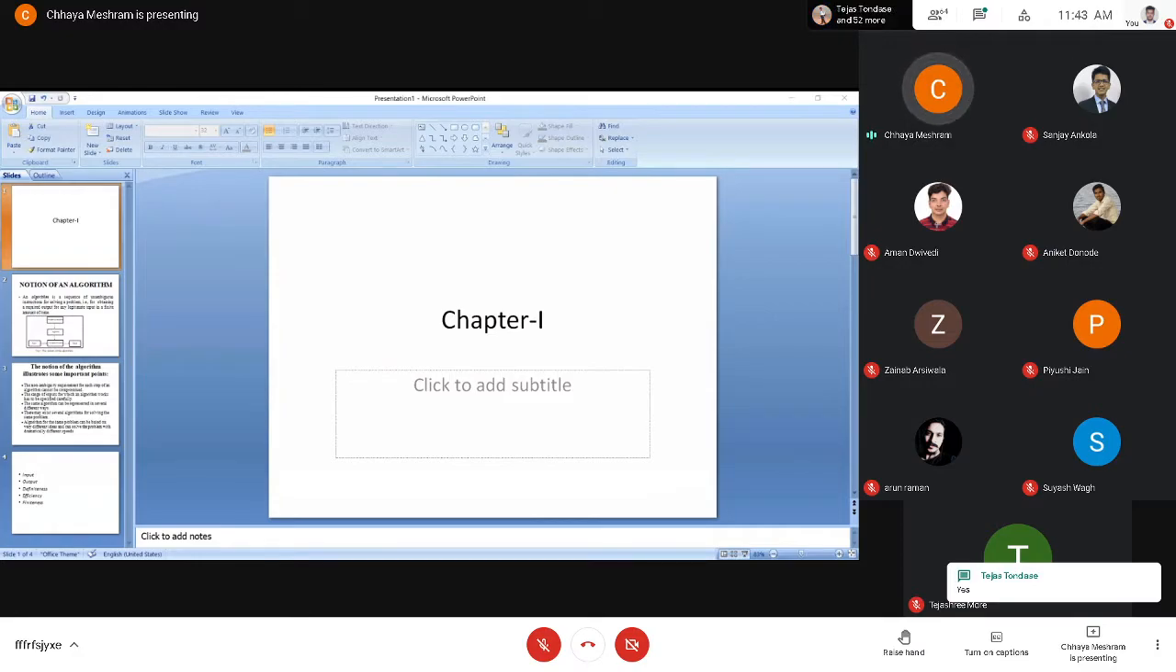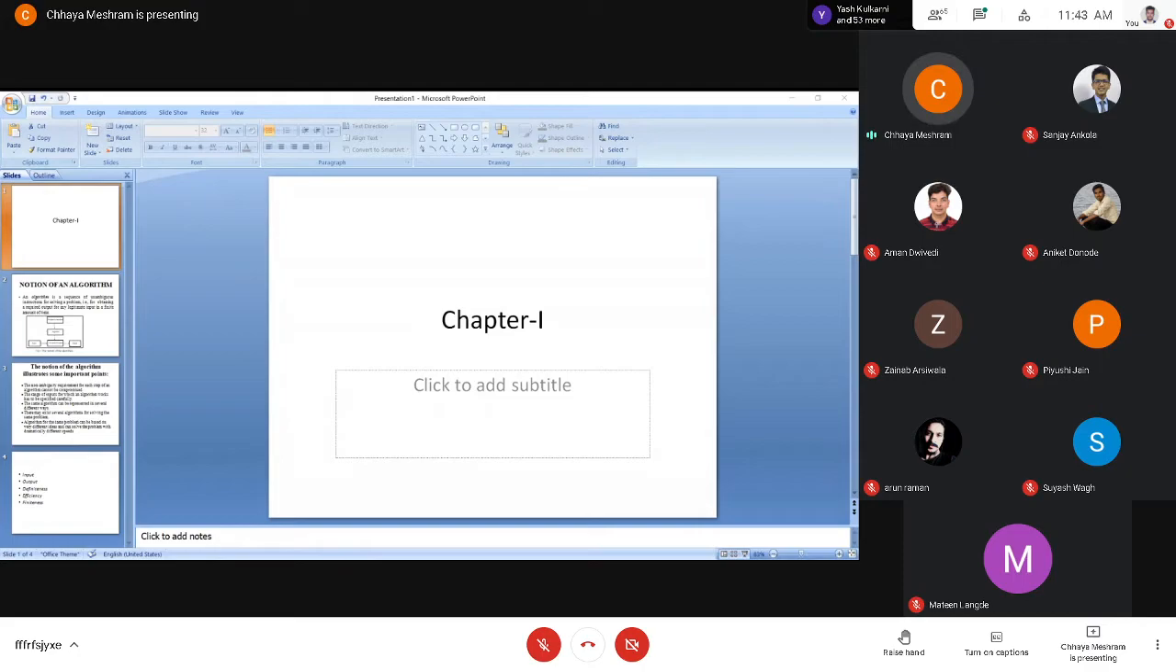Our first chapter is related to the notion of an algorithm. So first of all, we will see what an algorithm is, what the notion of an algorithm is. Can anybody tell me the definition of an algorithm? How can we define an algorithm? A step-by-step procedure to solve a particular problem. Yes, we can say like that.